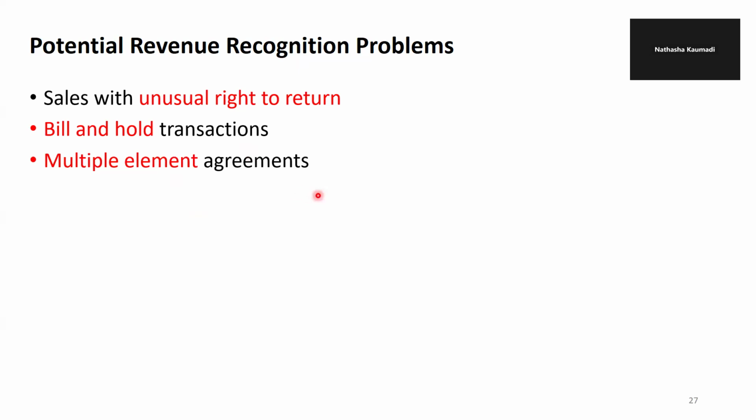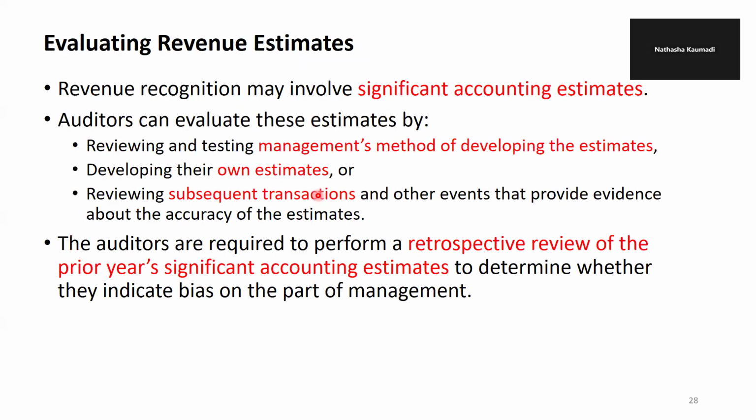Multiple element agreements: if the agreement has multiple elements to be satisfied, you need to understand at what point we are going to recognize the revenue. And evaluating revenue estimates is also important. There can be significant accounting estimates involved. So auditors can evaluate these estimates by reviewing and testing management's methods.